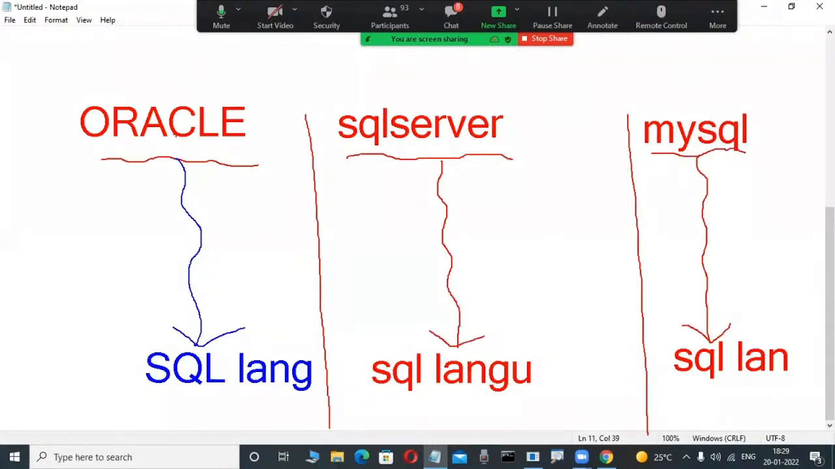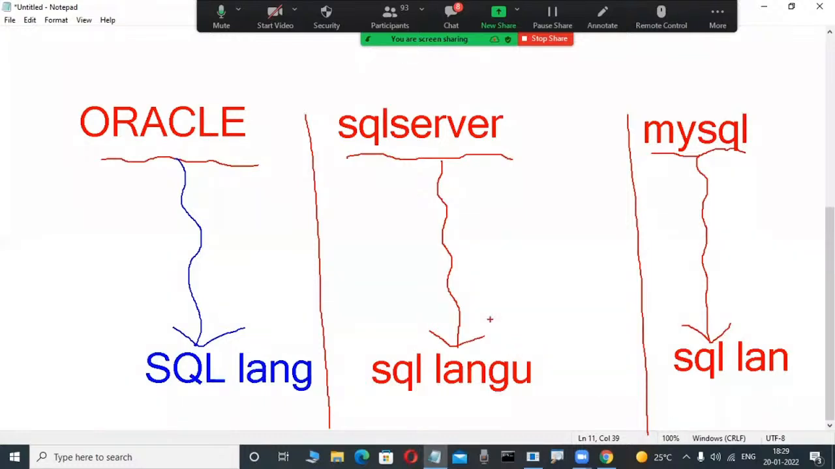When you work on an Oracle database product in your system, your friend works on a SQL Server product, and your other friend works on a MySQL database product, all these people are using the SQL language. But are these SQL languages all the same or different? Only one answer is correct.